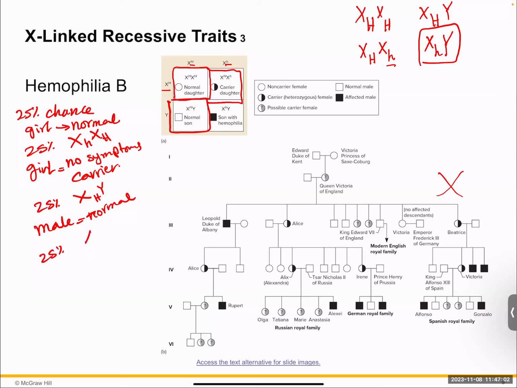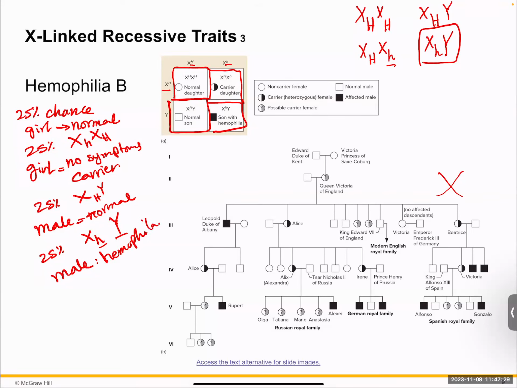And the last one is the mom has passed this last box. Mom has passed the lowercase h, which means it's recessive. And because the second one is a Y, you have nothing to mask it. So this would be a male because of the presence of the Y. And because of a single copy of the hemophilia gene, this person will have hemophilia.